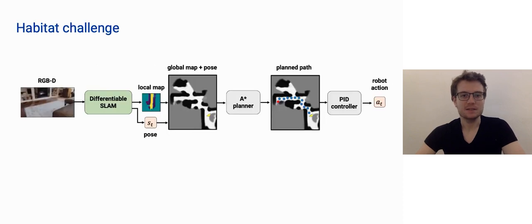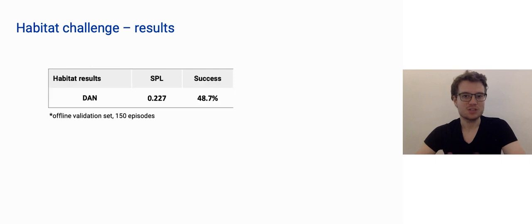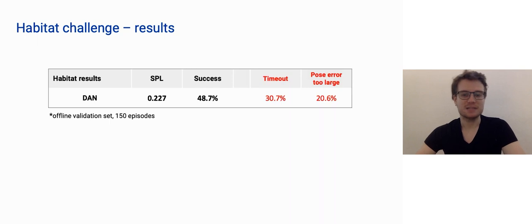In Habitat, the actions are discrete, so we did not need the controller module, but otherwise we used the rest of the architecture as discussed before. So we achieved about 48% success on a local validation set. While the challenge outcome was not known at the time of this recording, the performance was comparable to the public leaderboard. Looking at our failure cases, roughly half can be attributed to not reaching the goal in time, and the other half to accumulating too large of a pose estimation error.